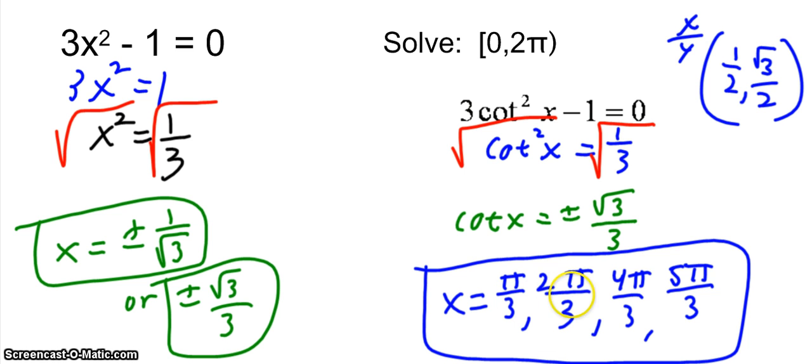Alright, so hopefully you got pi thirds, 2 pi thirds, 4 pi thirds, and 5 pi thirds. Now, again, some strategies to help you come up with that. If you were a little bit confused, I think about how does cotangent relate to the coordinates on the unit circle. Cotangent is x divided by y.